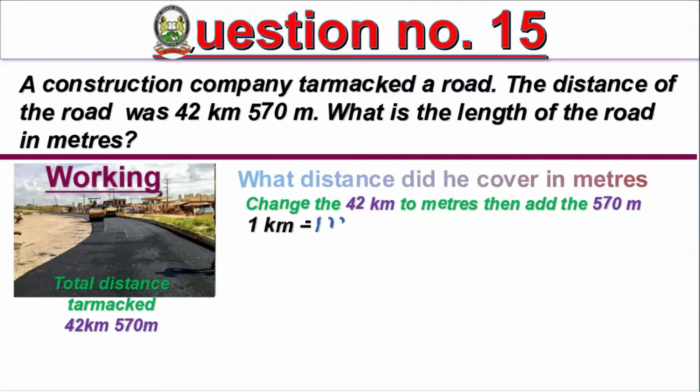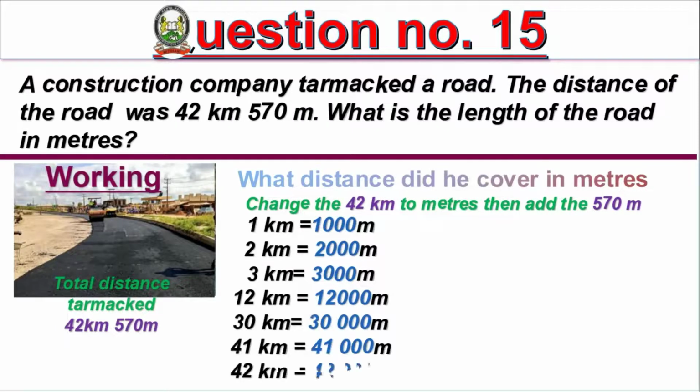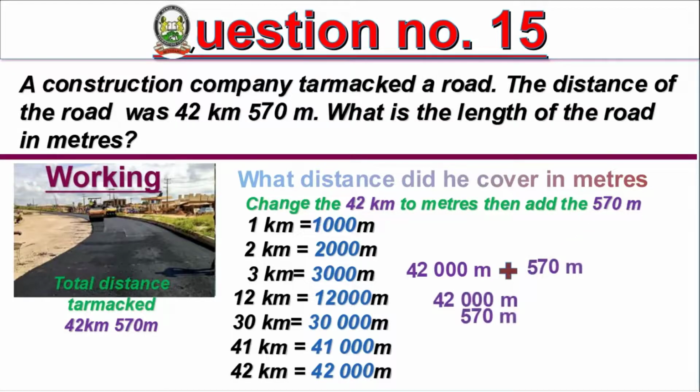So just say 1 kilometer equals 1,000 meters. So 2 kilometers will be equal to 2,000. 3 kilometers will be equal to 3,000. 4 kilometers will be equal to 4,000. 12 kilometers, 12,000. 30 kilometers, 30,000. 40 kilometers, 40,000. 42 kilometers, 42,000. So just like that, you are just putting 3 zeros, or you multiply by 1,000. So this will be 42,000 meters. Then you add 570 meters with the long method. So it gives us 42,570 meters.